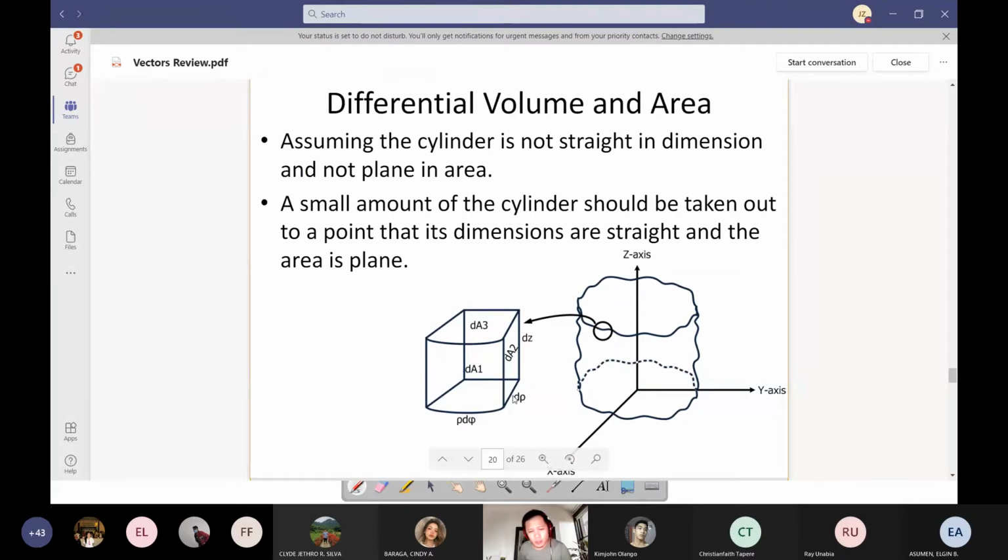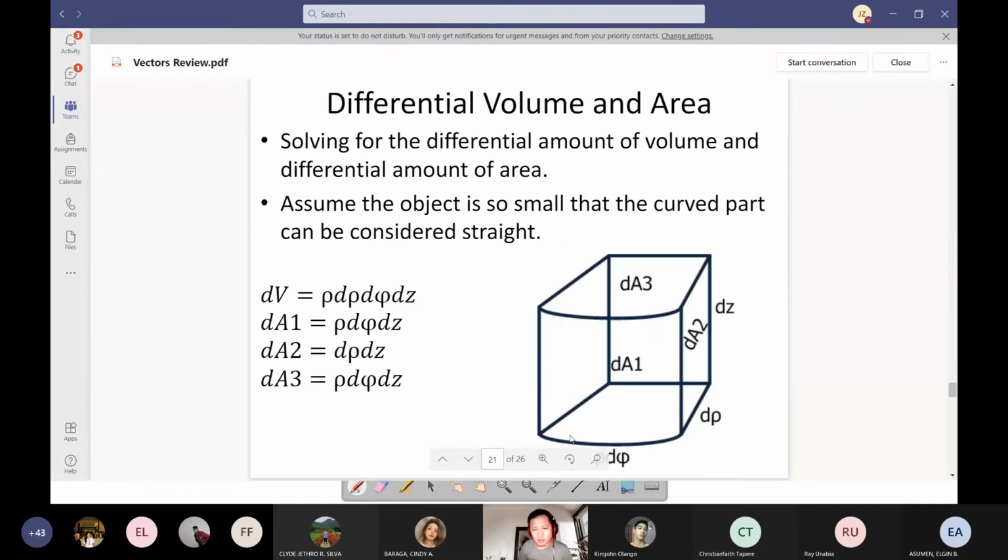Then you have here this very small amount of the radius. And of course, the z-axis has no other representation, the height is z. So that is a very small amount of the height dz. So the dimensions are rho d phi, d rho, and dz. If we want to get the differential amount of volume of this very small part of the cylinder, since it is very small, it is almost a straight line in actuality. So we can apply length times width times height. We will have rho d phi, d rho, and dz.